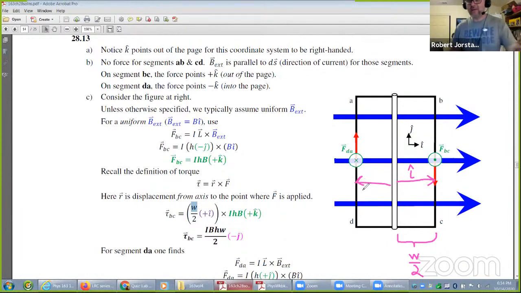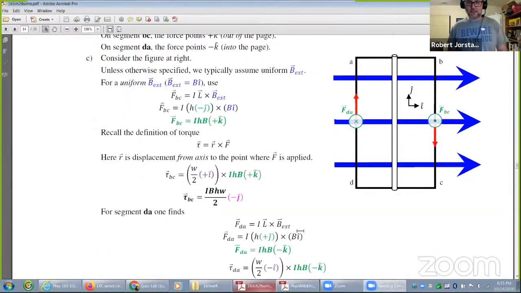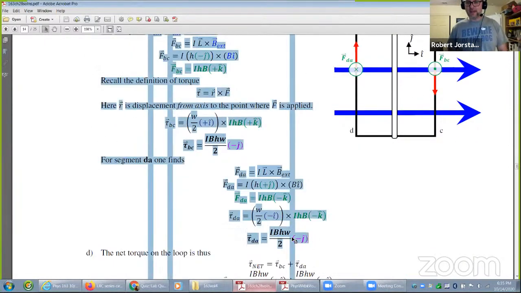And then notice, because the r vector flips and because the force flips, when they flip down here again, both produce a torque in the same direction. So the torques don't cancel, even though the forces do. Scrolling down a little bit so you can see what I mean. If you do it, they both end up in the negative j hat.